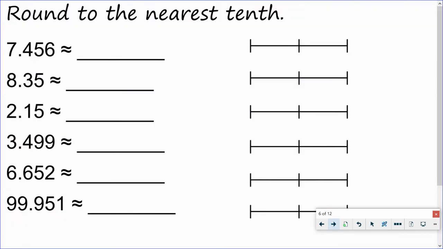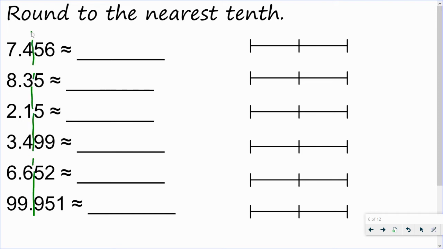Now let's take another shot at rounding to the nearest tenths place. At this point, if you would like, you could even pause, try to round each of these to the nearest tenth, and come on back when you're ready to check it.